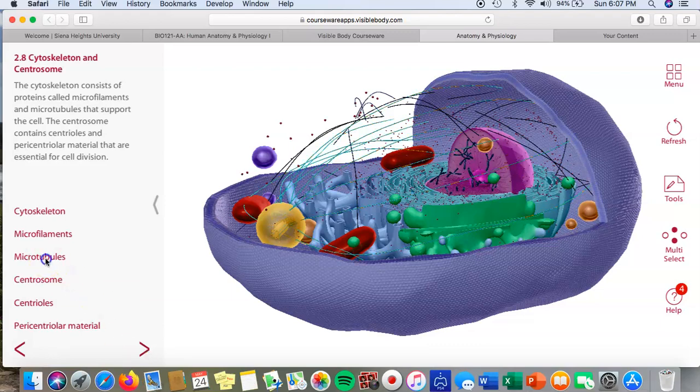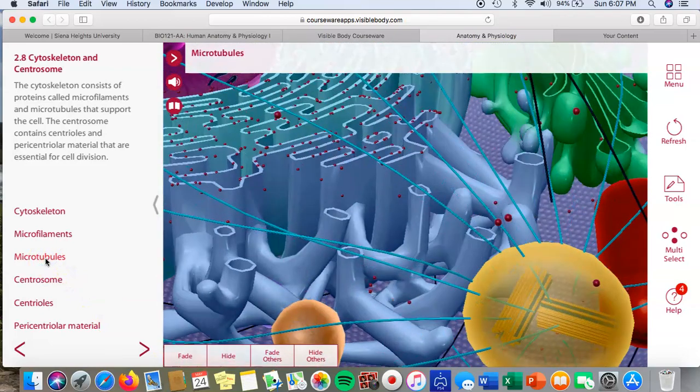The largest of these filaments are the microtubules. So here they are, and they're coming out of this organelle that we'll talk about in just a second. Microtubules are comprised of subunits called tubulin. So this is like a protein called tubulin. They give the cell its shape and also comprise the cilia and flagella. And if you know what cilia and flagella are, maybe from previous lectures, they help cells move.